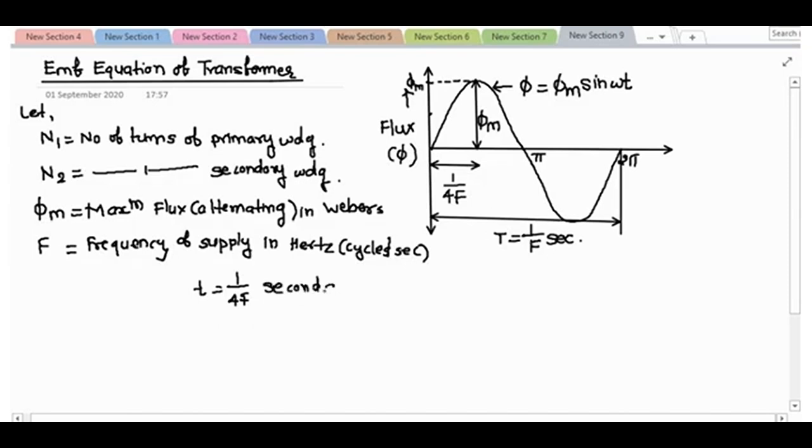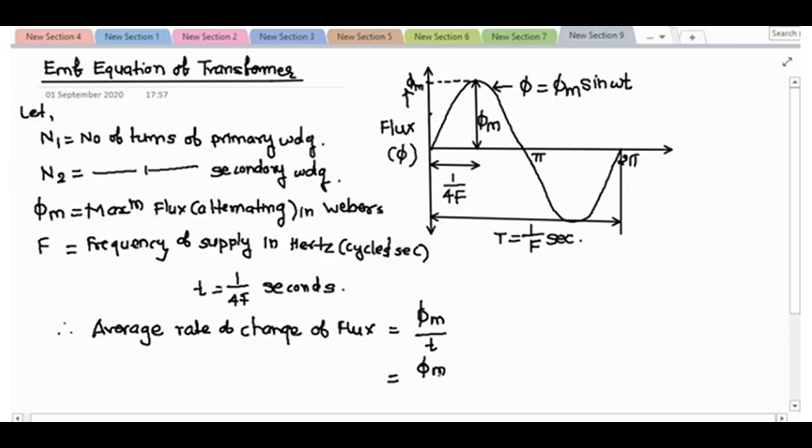We know that time period is nothing but the reciprocal of the frequency. Therefore, what is the average rate of change of flux? Rate of change of flux is nothing but phi m upon t. So what is the change in the flux? It is phi m minus 0. And in how much time is it taking place? 1 upon 4f.